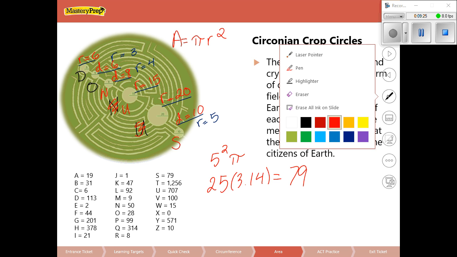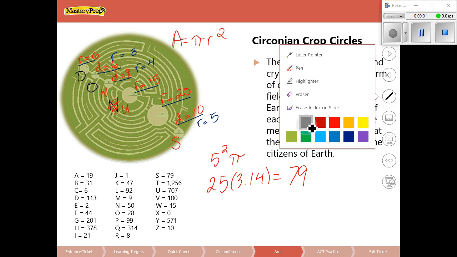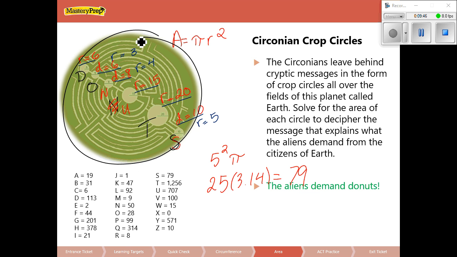And the one I missed is going to be what? T. So they requested donuts. The aliens demanded donuts. Funny because they're all about circles and donuts are circles. They're actually concentric circles. Concentric circles are two circles that share a common center in different radiuses.